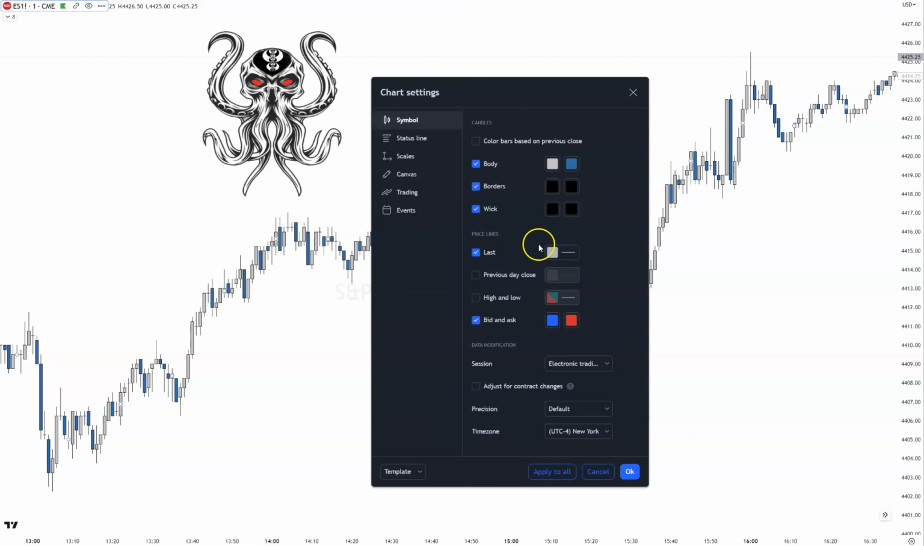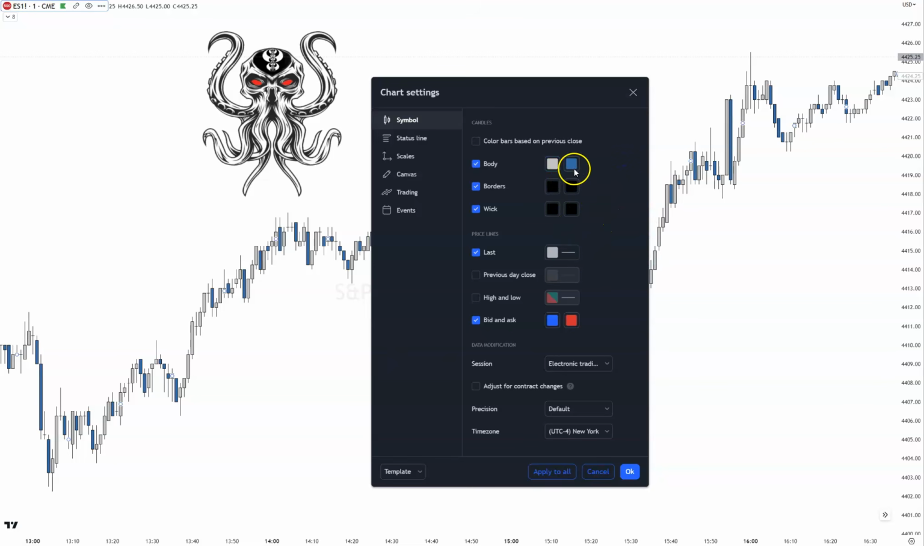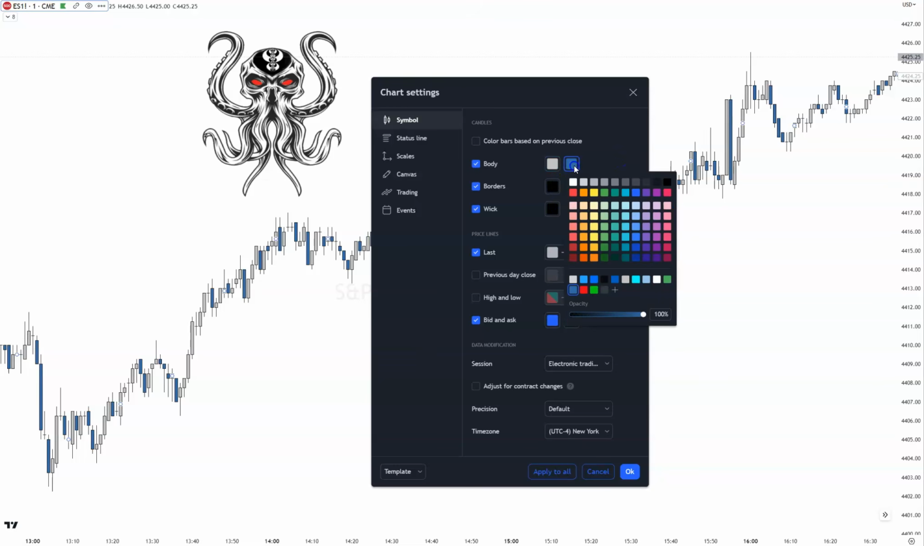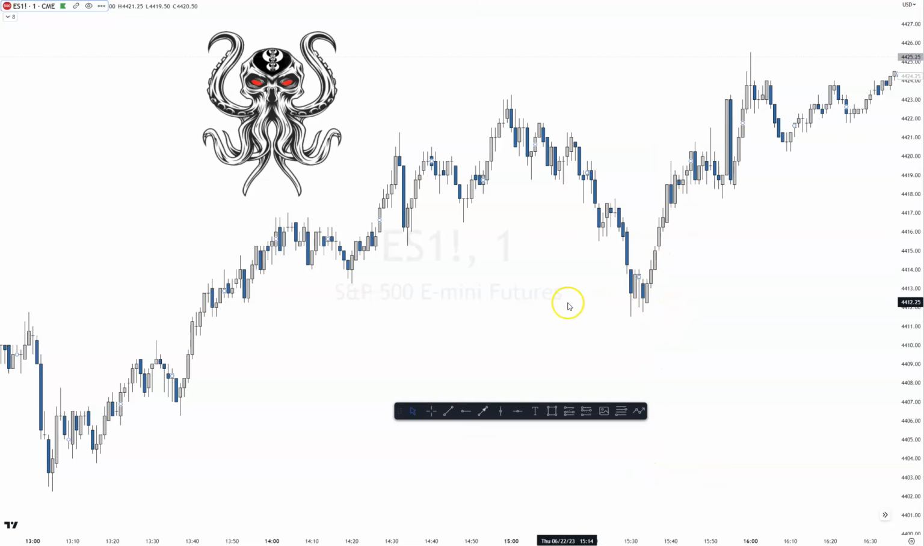So when I double click here, my up candles are gray. Let me show you. It's C4, C4, C4. And then my down candles are this one here. So it is 336 CA6. And then all my borders and my wicks are black, just standard black. Okay. So that's my candles.